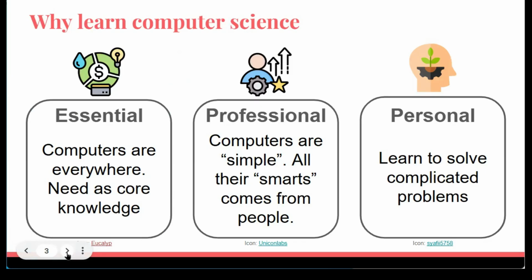Second, professional growth. Computers are simple underneath. Some might even say they're stupid. All their smarts come from people who instruct them to be smarter by using computer science. Computer science will advance your career, and you don't need to be a programmer to take advantage of it. You'll become a better user of technology and accelerate your career growth. Finally, personal growth. Learning computer science will build better mental models to solve complicated problems.